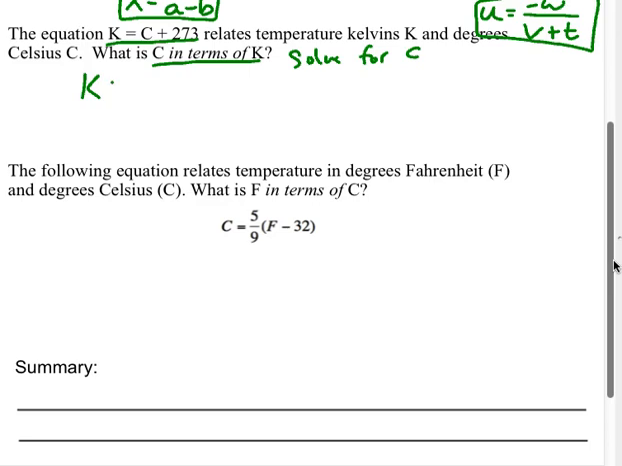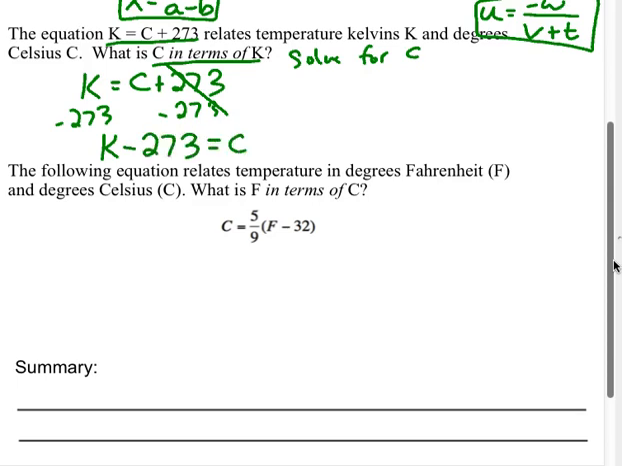So I have K equals C plus 273. Well, if I'm trying to solve for C, let's subtract off that 273, okay? That'll help get the C by itself. So I'm going to have K minus 273 equals the Celsius. And there, I already have my answer, okay?